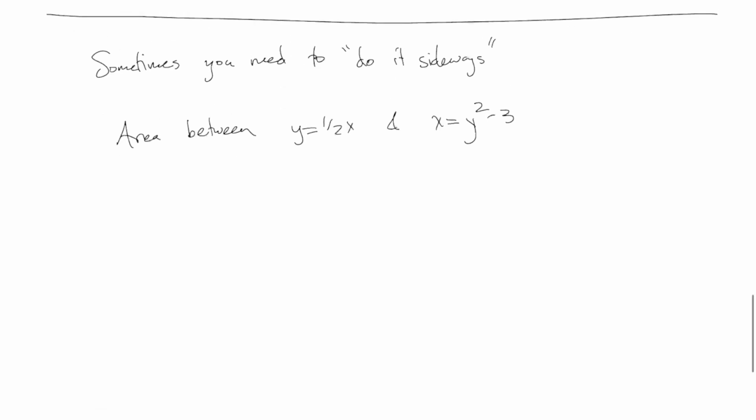You can immediately tell this is going to be a little weird because the second one I wrote there is not actually a traditional function. It's got x in terms of y rather than the other way around. Anyway, let's draw a picture of this. So y equals 1/2 x is no problem. I mean, that's not really weird at all. It looks something like that.